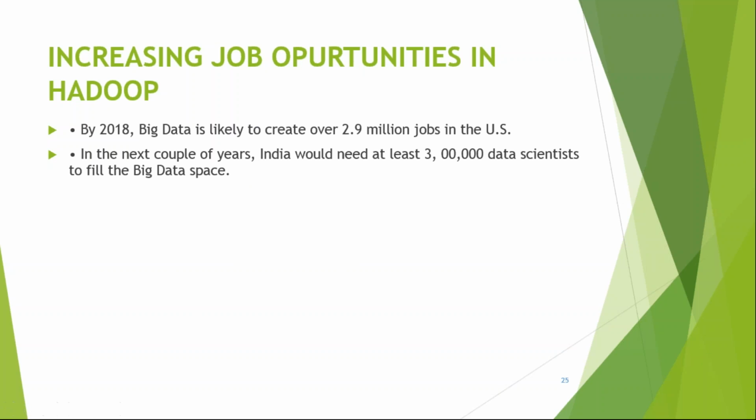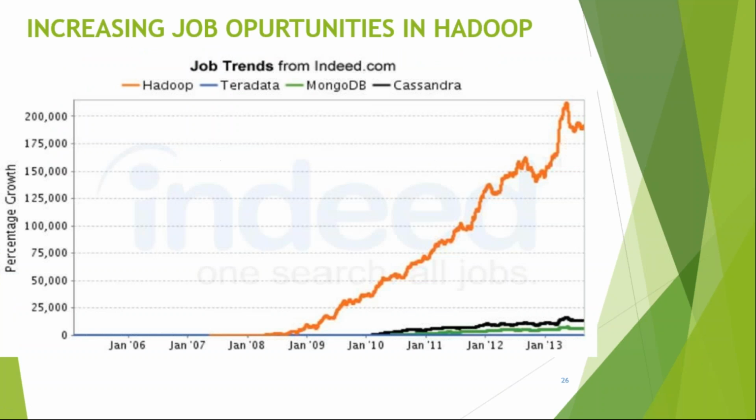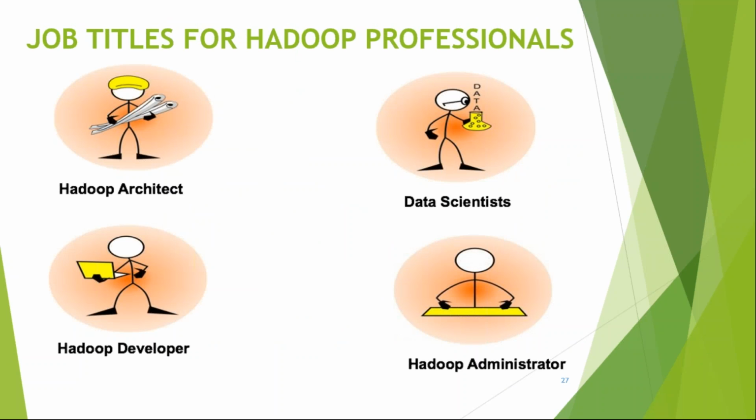You might have heard about how big data is ruling the world now. This is a simple example of how the jobs are increasing. And these are the different kinds of roles you can become. You can become a Hadoop developer, a Hadoop administrator, a Hadoop architect, or you can also become a data scientist.